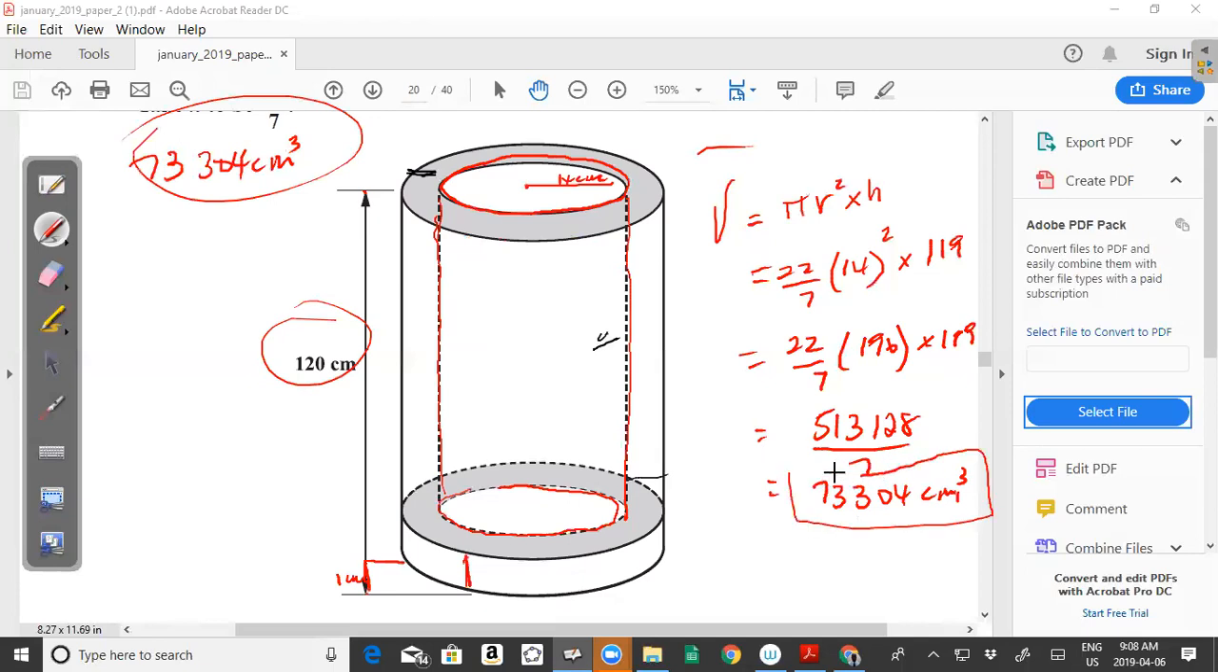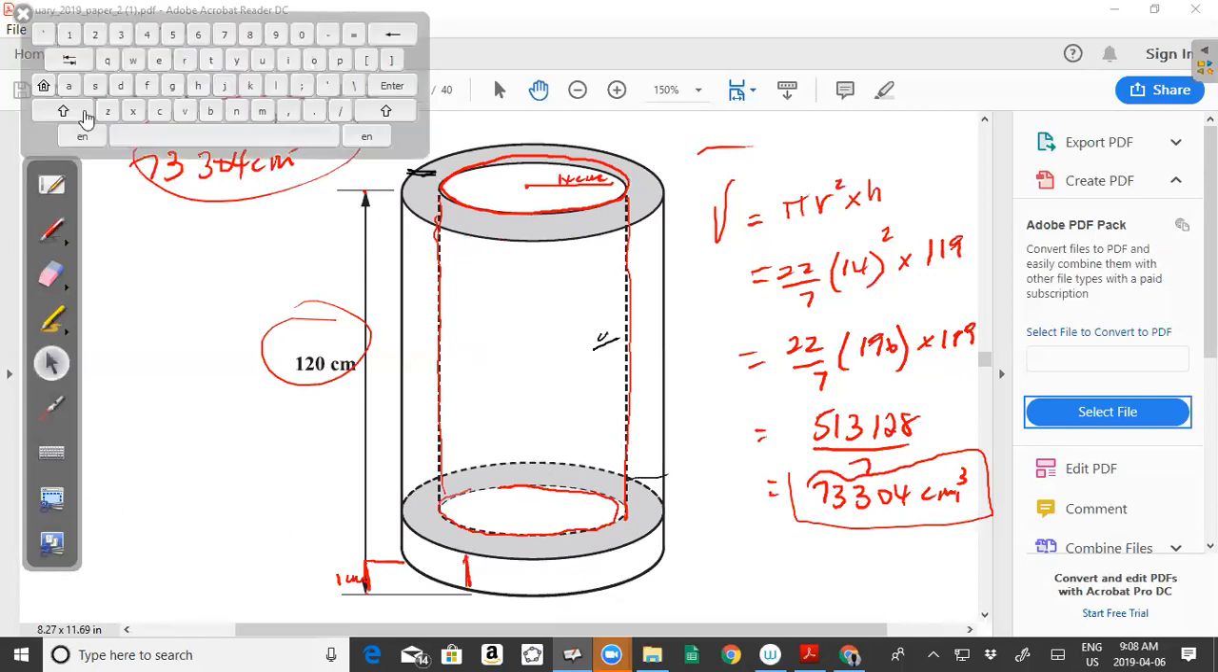We're trying to show that this internal volume, which is represented by the internal cylinder of this entire shape, is 73,304 centimeter cube, and we showed that. All right. Okay, let's move on.